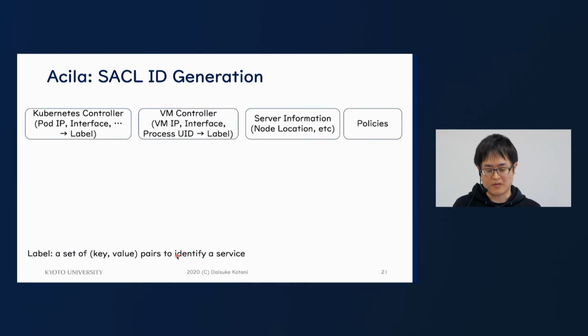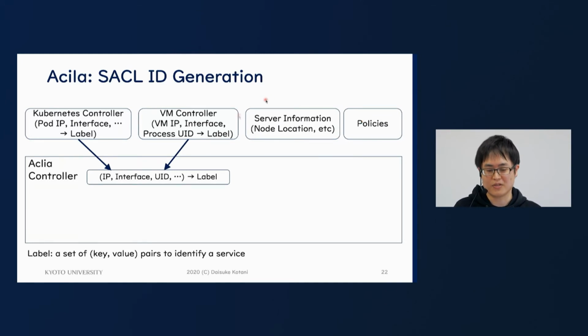So now let's go on to SACL ID generation. There are four types of information that a Scylla receives. So data from Kubernetes controllers, data from VM controllers. On top of that, there are server information. And finally, policies to set ACLs.